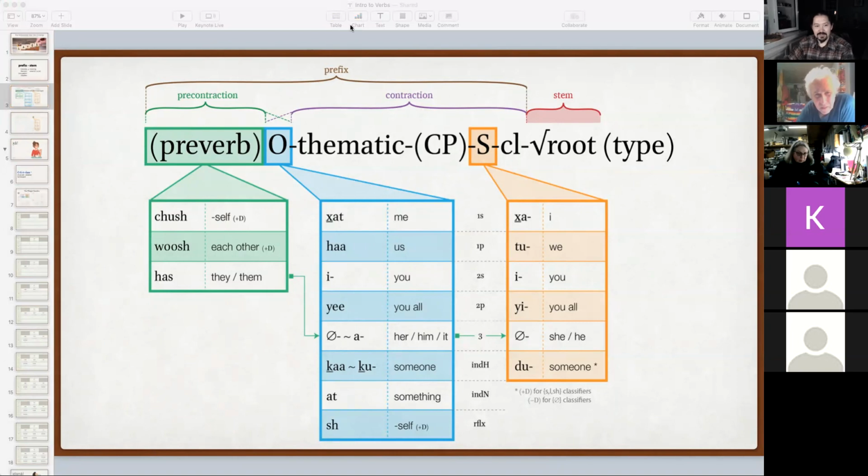And I got a list of them somewhere. Hold on a second, I'll find it. Oh, I know where it is.